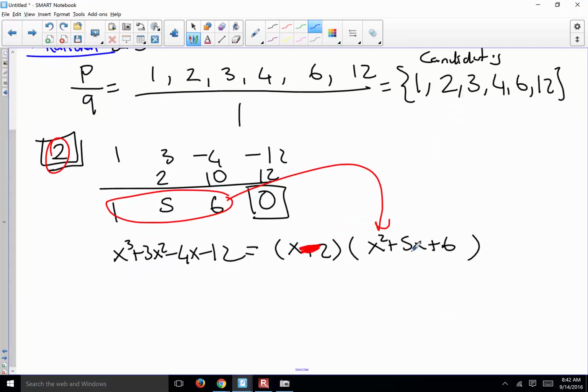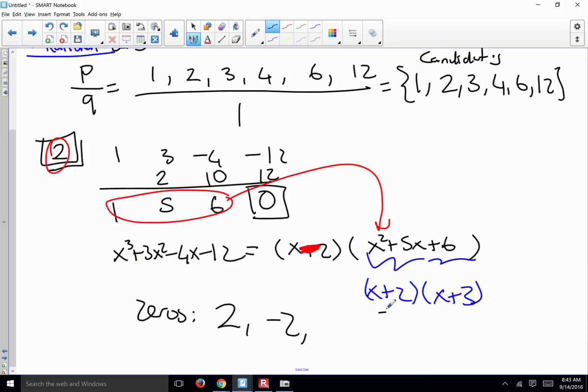And then I just break this manually. You don't need to go fishing again. You can just break this by hand. It's x plus 2, x plus 3. I think everyone gets this, right? So what are the zeros? 2, -2, and -3. There you go.